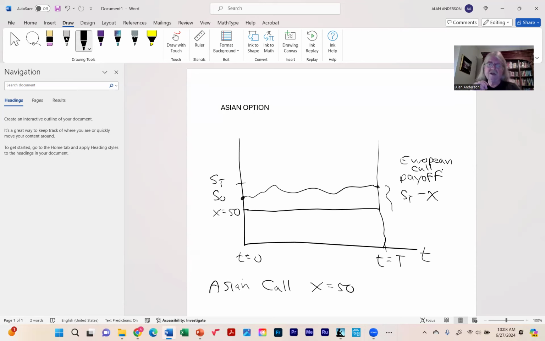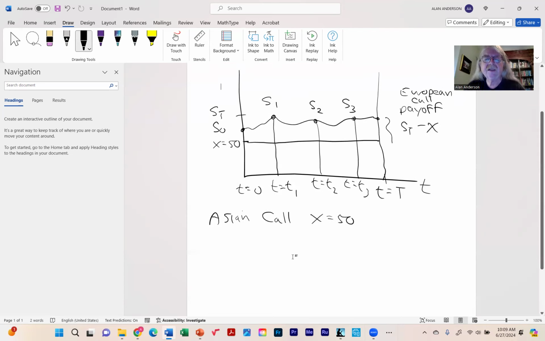But with an Asian option, what's happening here is that we've chosen in advance several times. Let's call this T1, T2, and T3. And so what happens here is that there are going to be stock prices on those three dates. And depending on how the Asian call is structured, the payoff ends up being some function of those three stock prices. So you might end up with something like this. I need the max in there.